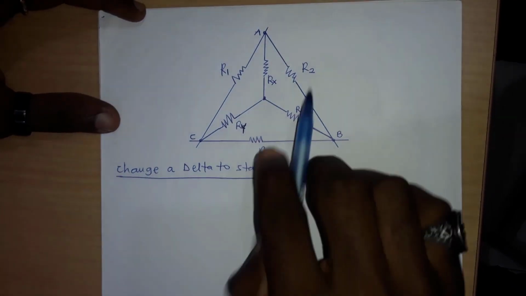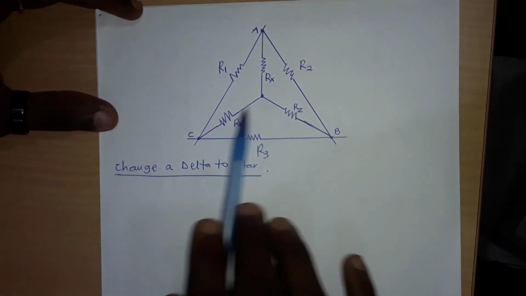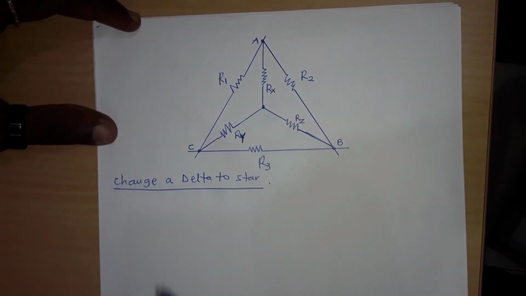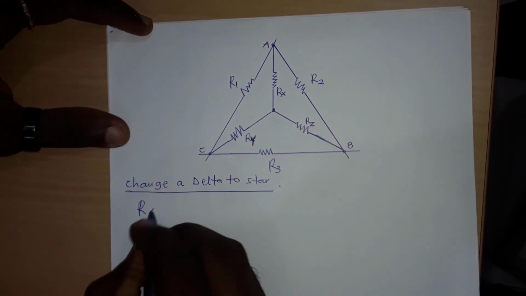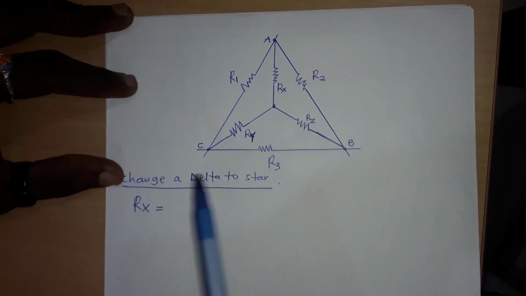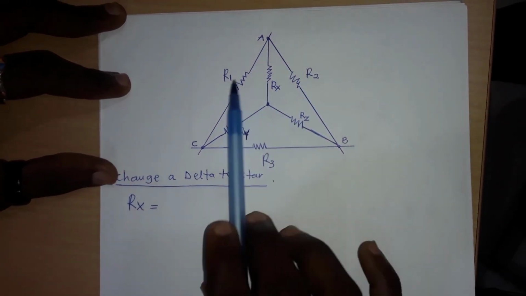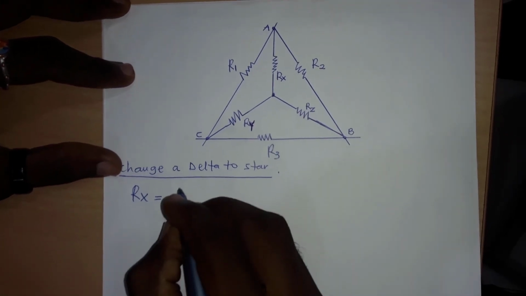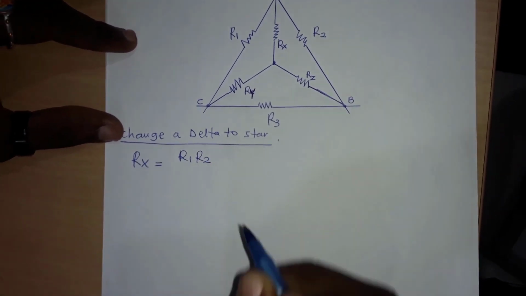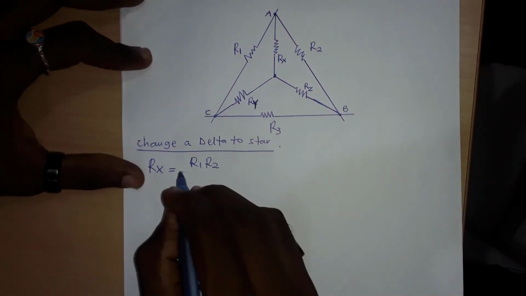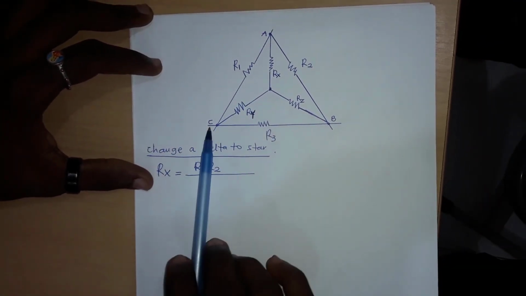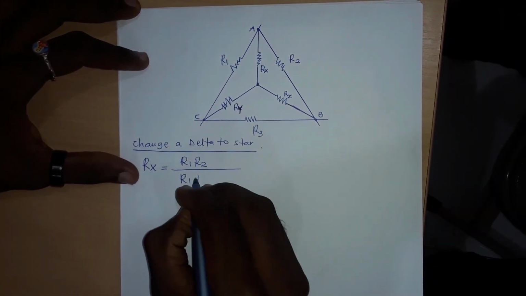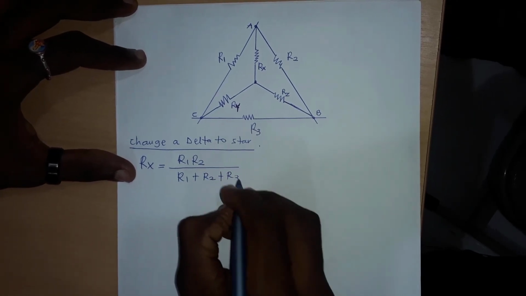Let's see what happens. This is the delta, and I'm changing it into a star, which means I should find the value of Rx, Ry, and Rz. So this is how we do it. To get your Rx, you should look at the two resistors that are sandwiching this Rx, that is R1 and R2. So we multiply R1, R2, and then we divide everything by the summation of the resistors around the delta. In this case, R1 plus R2 plus R3.